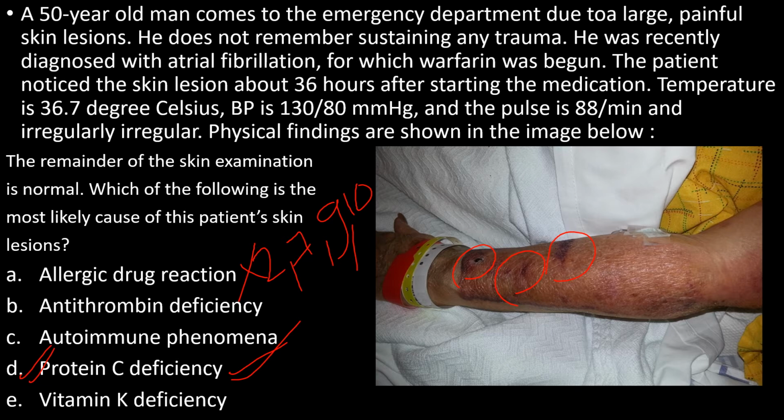Whereas in choice B, antithrombin deficiency can be inherited, that is autosomal dominant, or can be acquired, for example in cases of cirrhosis or nephrotic syndrome, and presents with venous thromboembolism, for example deep venous thrombosis or pulmonary embolism, and they are resistant to heparin. So this all demonstrates that this is also not the appropriate answer.